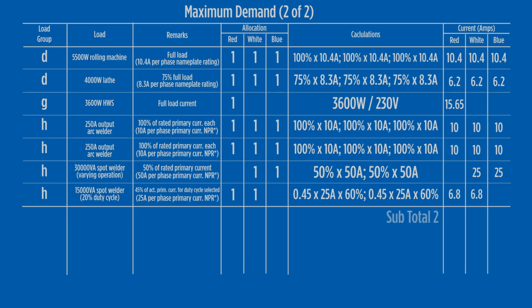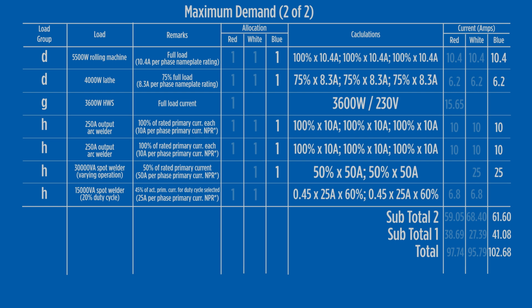With all loadings now allocated to each phase, we can calculate the highest load phase, which becomes our maximum demand for the installation. In this example, the blue phase has the highest loading, so the maximum demand is 102.68 amps. Now we have seen from example 5 in section C of AS/NZS 3000 how to calculate a maximum demand for a factory unit. As an exercise, you could try adjusting single-phase load allocations to more closely balance the total phase currents.